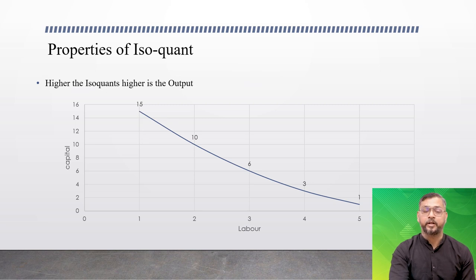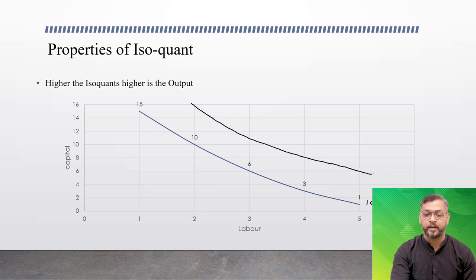The second property of isoquants is, the higher the isoquant, the higher the output. This is an isoquant; let's assume it gives us an output of 100. Now let's draw another isoquant above this one and assume the output we get from it is 200 units. Let's keep the units of labor at 3, constant in both isoquants. This is one combination where we are using 6 units of capital and 3 units of labor, and in the other we are utilizing 11 units of capital and 3 units of labor.